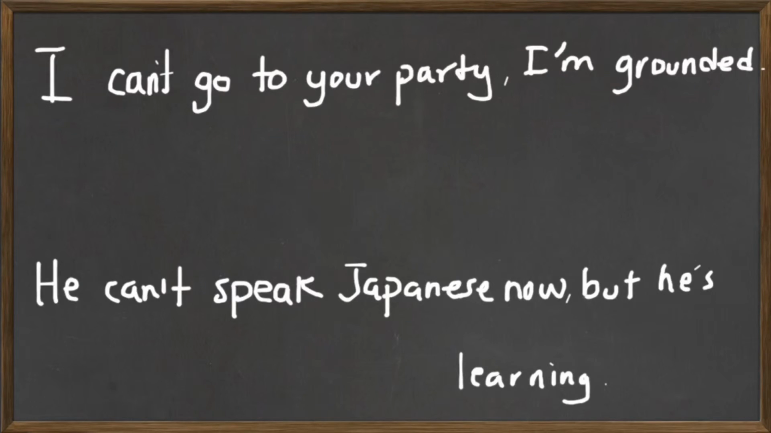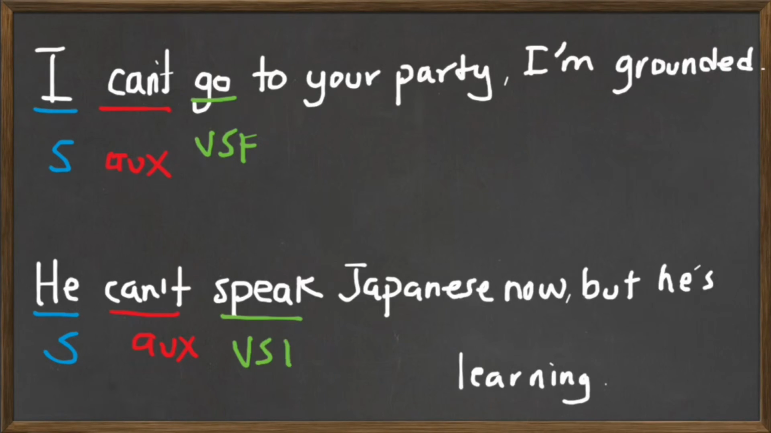Examples. I can't go to your party. I'm grounded. Example number 2: he can't speak Japanese now, but he is learning. Let's see if we have the elements. We have a subject. We have the auxiliary. We have a verb in simple form. And we have the complement.